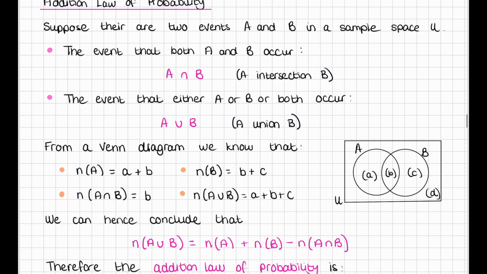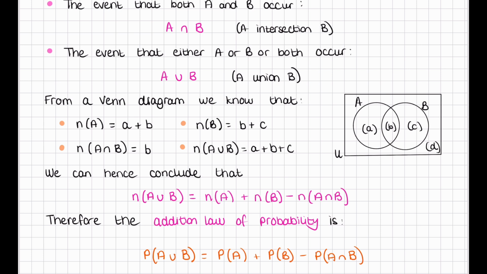With that, we can then put together this rule, where the number in A or B is equal to the number in A plus the number in B minus the intersection. Now, the reason for this is we know A or B is a plus b plus c. The number in A is a plus b. The number in B is b plus c. If you look here, we have an extra b compared to the left-hand side, which is why we need to minus the intersection to get rid of that one extra b.